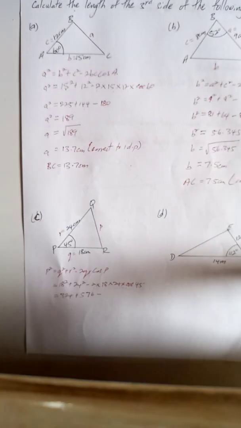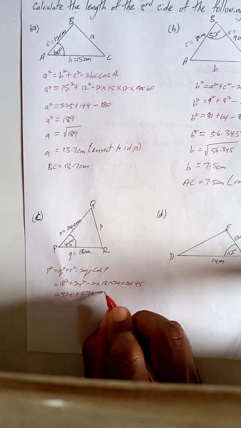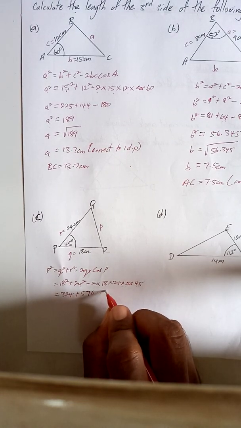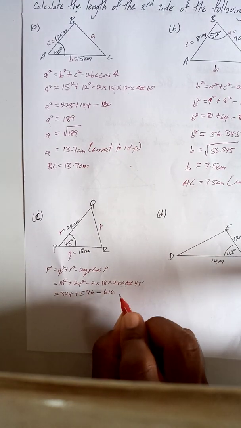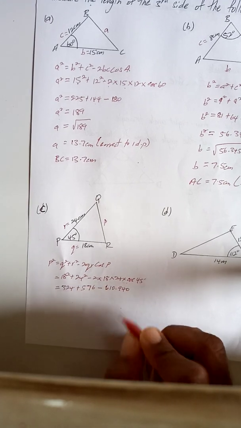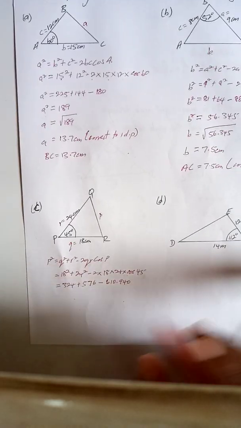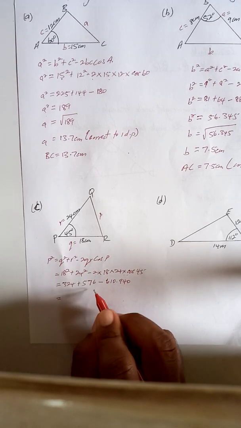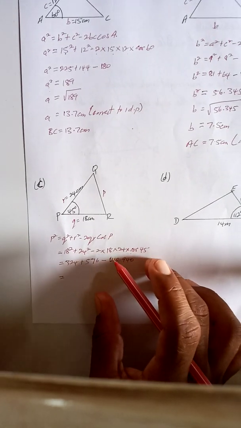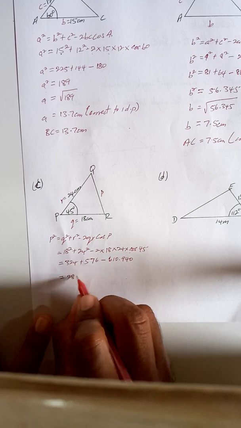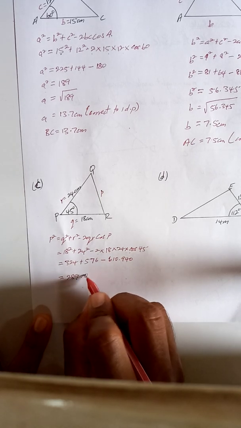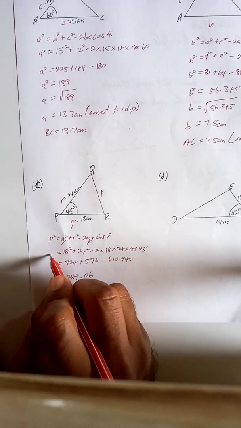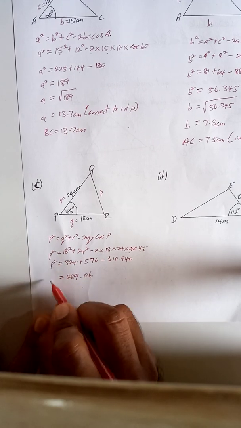610.94. My calculator scratched up. 610.94. So it will be 610.940 if we like to write it to 3 decimal places. Now what we will do, we'll add these 2 and then subtract it from that. We'll get 289.06. So P squared equals all of this.